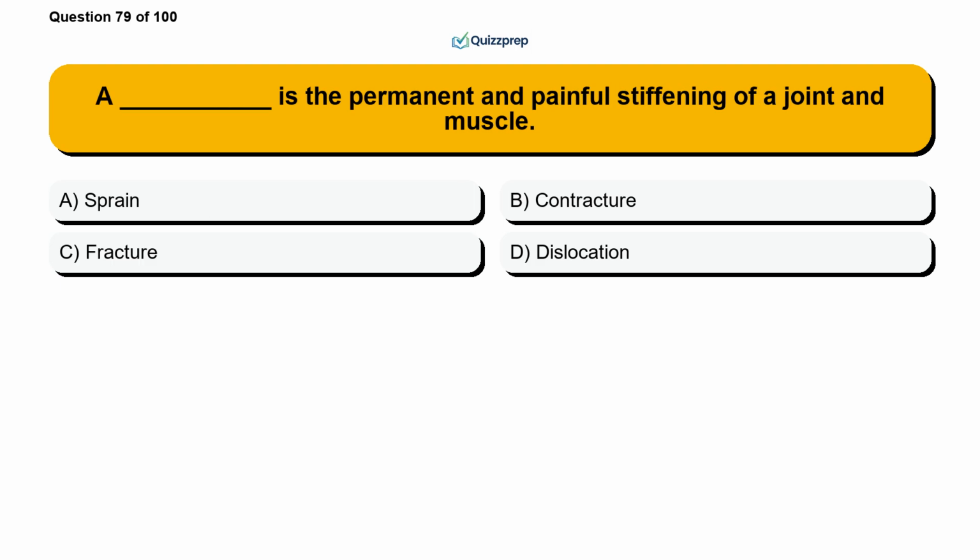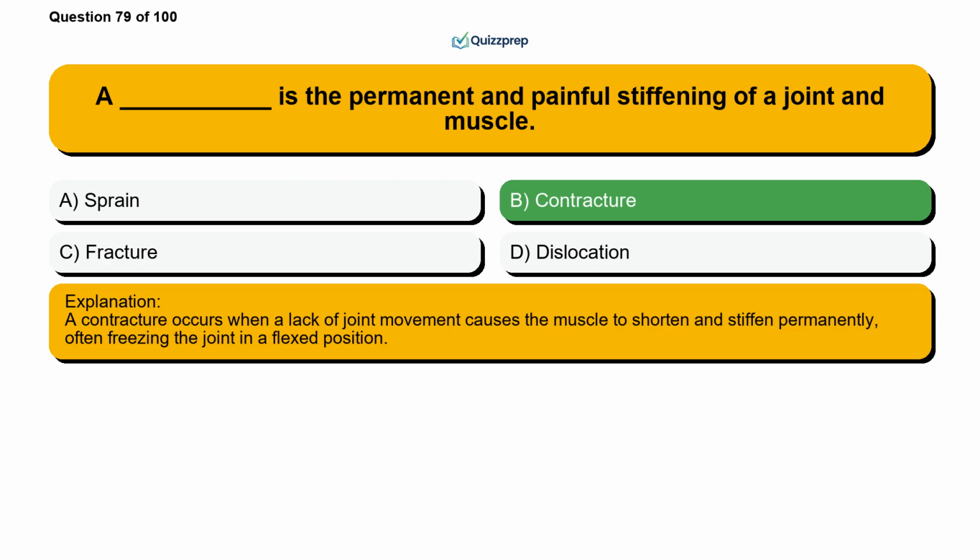Question 79. A blank is the permanent and painful stiffening of a joint and muscle. Option A, sprain. Option B, contracture. Option C, fracture. Option D, dislocation. The correct answer is option B, contracture. A contracture occurs when a lack of joint movement causes the muscle to shorten and stiffen permanently, often freezing the joint in a flexed position.